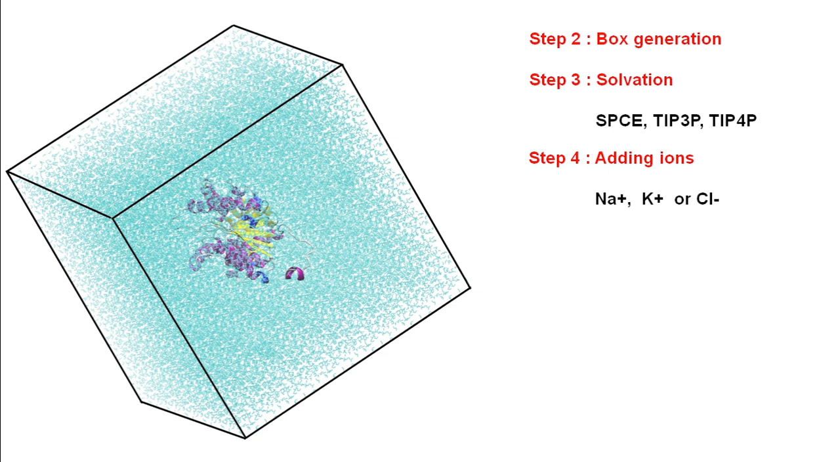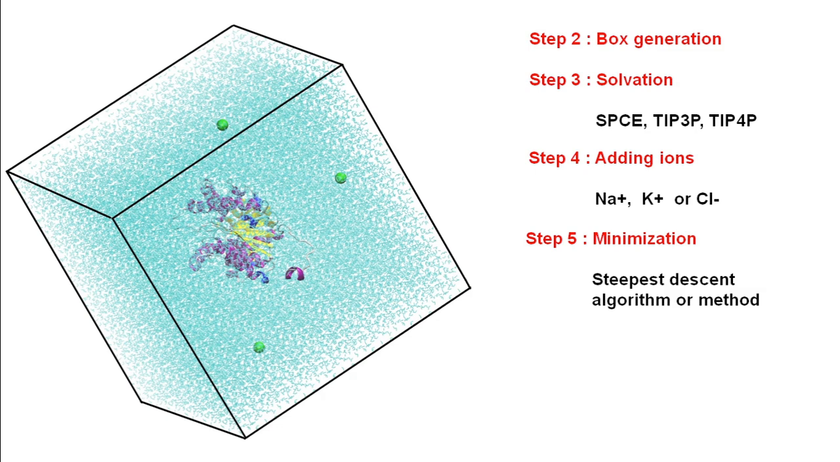So the next step is adding ions. We can add sodium ion, potassium ion or chloride ion to make the system neutral. So next step, you can see we have added ions. Now our system is completely neutral.